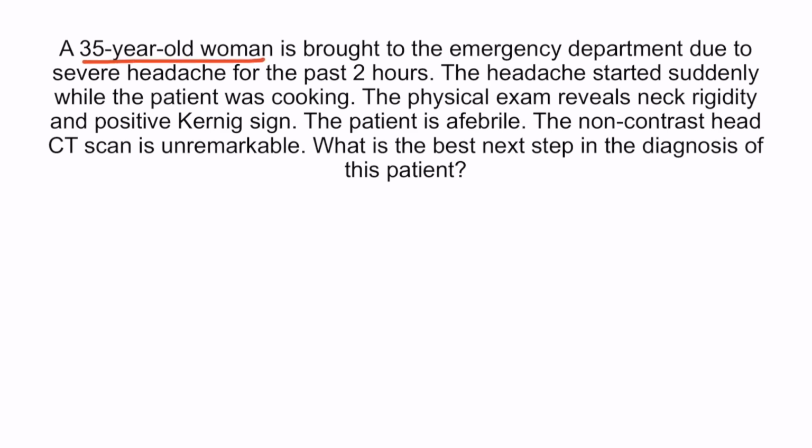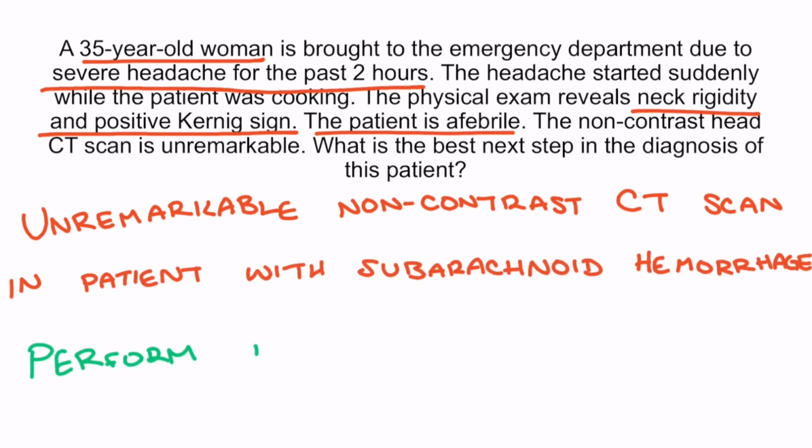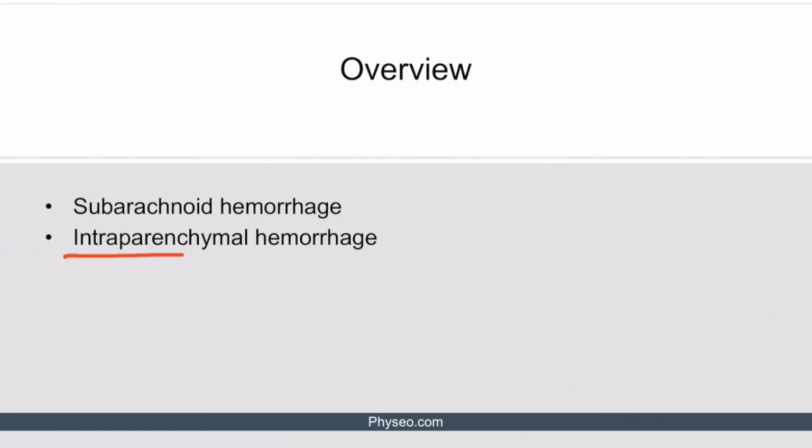This young woman presents with sudden onset severe headache for 2 hours. Physical exam reveals neck rigidity and positive Koenig sign, suggesting meningeal irritation. However, the patient is afebrile, making meningitis unlikely. A sudden onset severe headache along with meningeal irritation raises strong suspicion for subarachnoid hemorrhage. The non-contrast head CT scan is unremarkable. If the clinical suspicion of subarachnoid hemorrhage is still high after unremarkable non-contrast head CT, one should perform lumbar puncture. Lumbar puncture usually shows increased red blood cell count due to hemorrhage and xanthochromia due to hemoglobin breakdown into bilirubin.